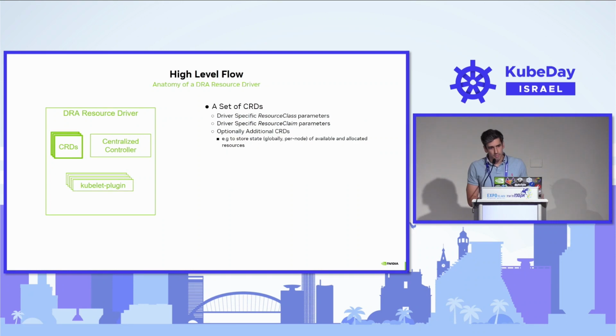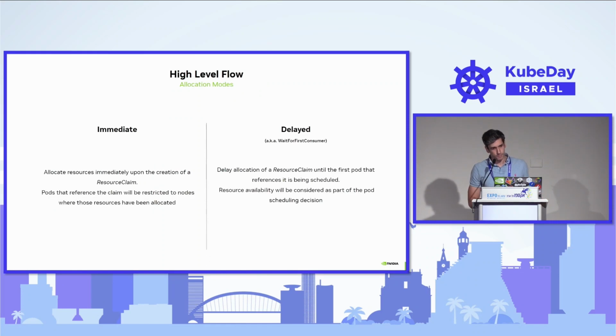The CRDs: each resource driver can define its own. These are driver-specific resource class parameters and resource claim parameters, plus additional CRDs which can optionally be added, for example, to store the global state or the per-node state to keep track of allocated resources. And that's it.